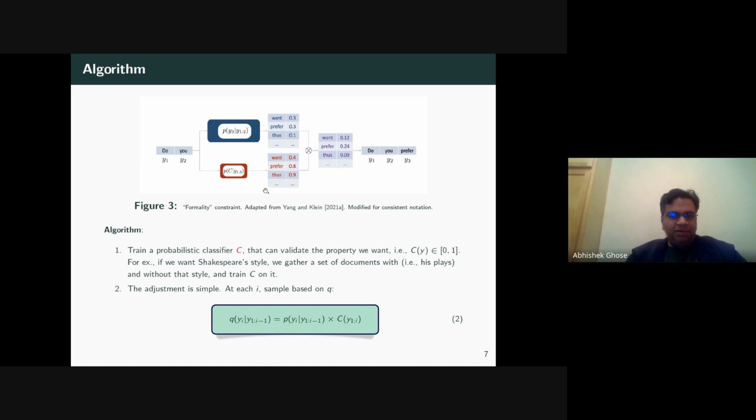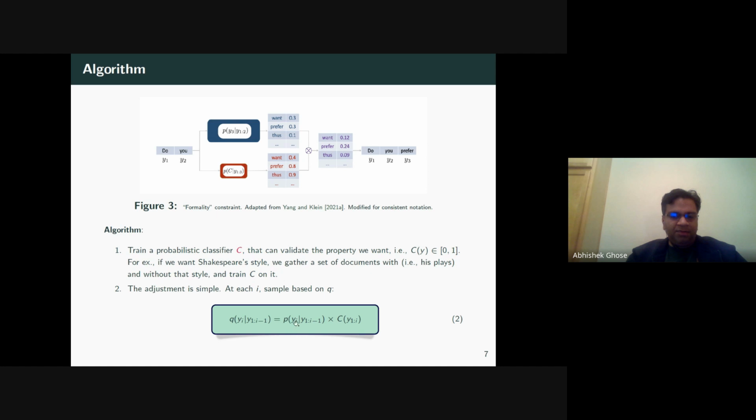right? So whatever we saw in the picture, I'm just going to write it down here, which is the probability of yi given all the symbols produced so far, and this is one example. Like I said in the previous case, I am not distinguishing between x and y, right? So in this math, I'm not. And the adjustment is very simple.